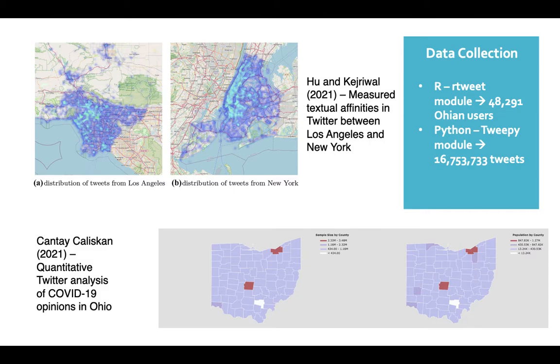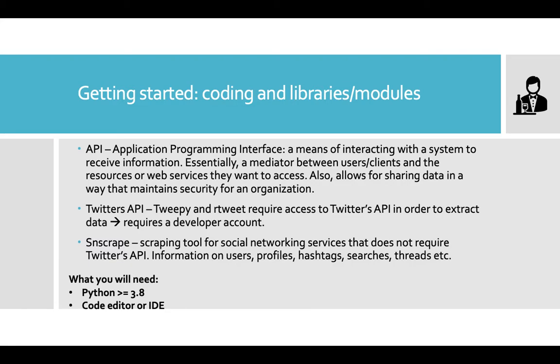So, you might be thinking, great, let's get started and use these modules in our coding and programming environments, but unfortunately Twitter doesn't allow unregulated access to its data, and that's due to something called an API. So, an API is an application programming interface. It's a means of interacting with the system to receive information, and it acts as a mediator between users and the resources or the web services that they want to access. Also, it's important for an organisation, of course, to not allow unregulated access, so it acts as a security measure as well.